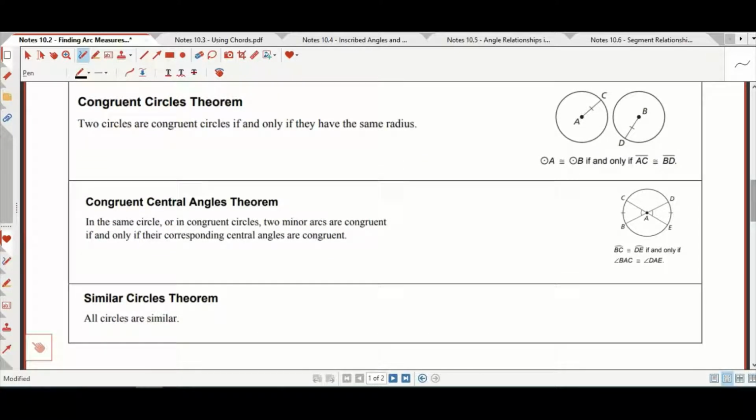Congruent circles theorem: two circles are congruent circles if and only if they have the same radius. That is, two circles can only be the same size if their radii are the same. That makes sense. A bigger radius would give you a bigger circle. A smaller radius would give you a smaller circle.